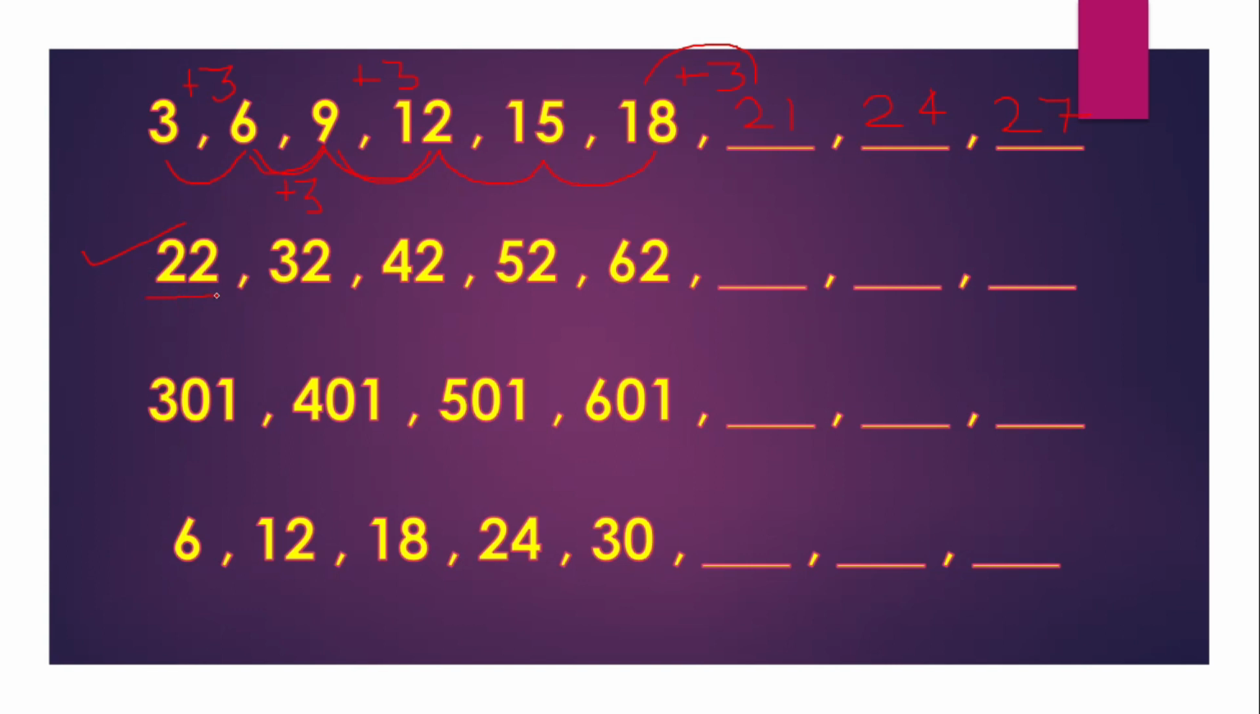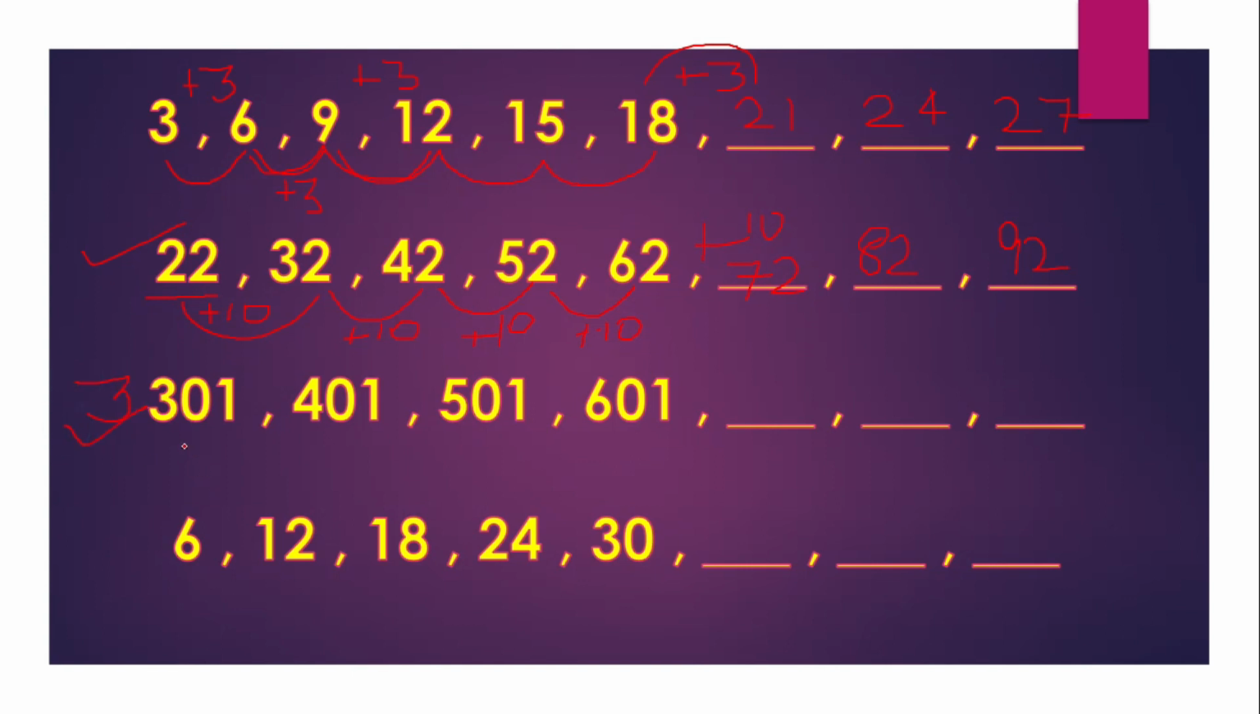Here you can see children, what pattern is going on? 22, then we have 32, then we have 42. So difference of 10 is there between the first 2 numbers. So 22 plus 10 gives me 32. Then again plus 10, if I add 10 I will get 42. Similarly in 62, if I add 10 I will get 72. And next one will be 82 and 92. Right.